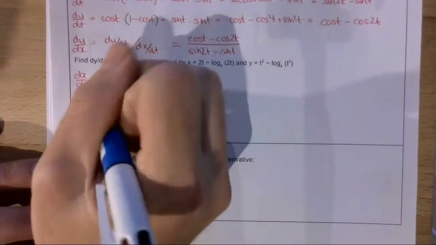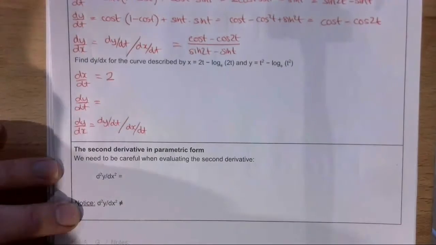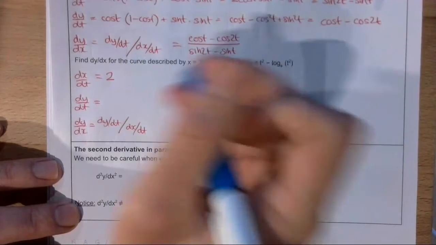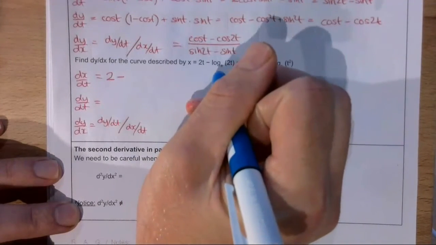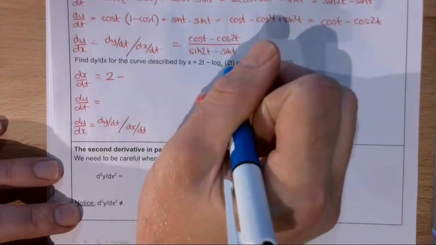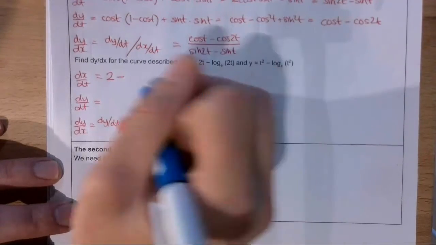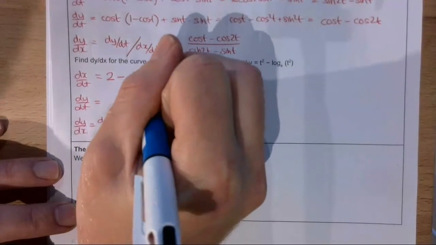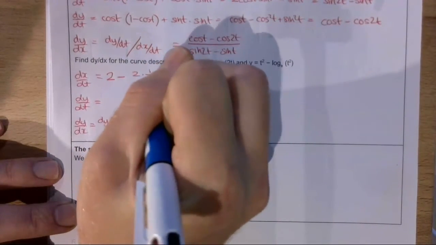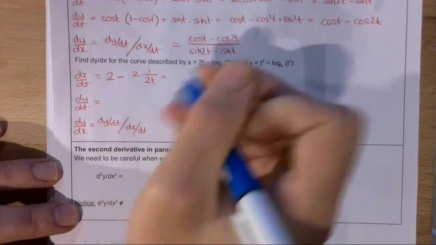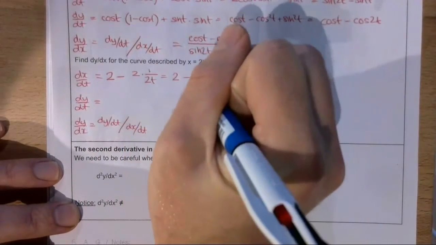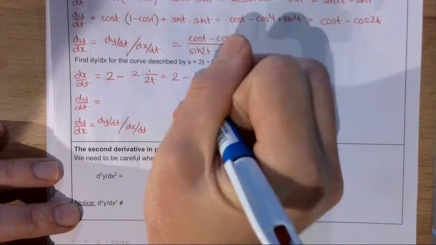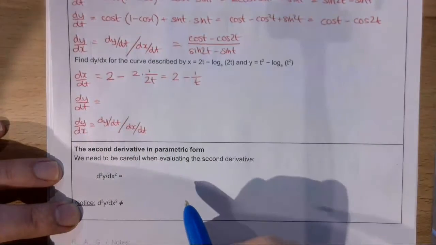dx by dt: well, 2 for differentiating 2t, and then minus log e of 2t, well that's going to be minus, using the chain rule in my head, the derivative of the inside function times the derivative of the outside function, with the inside function still in it, so 2 times 1 over 2t, or in other words, 2 minus 1 over t. The 2 and the 2 cancelling here.